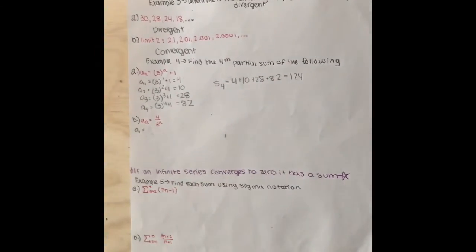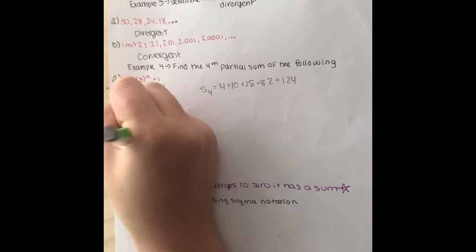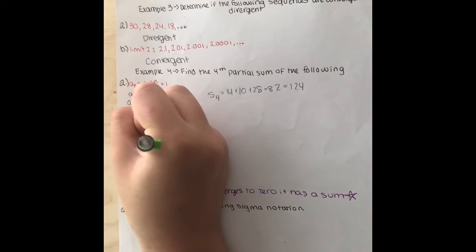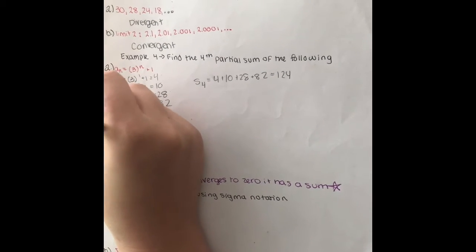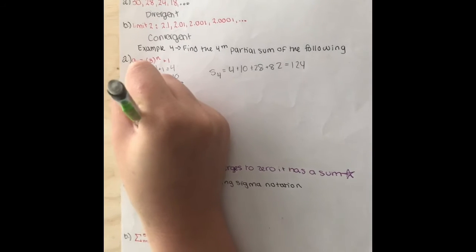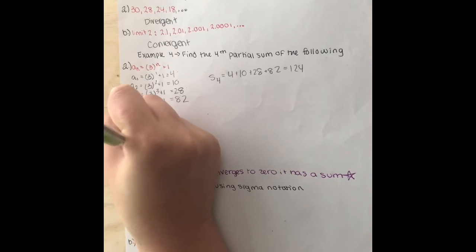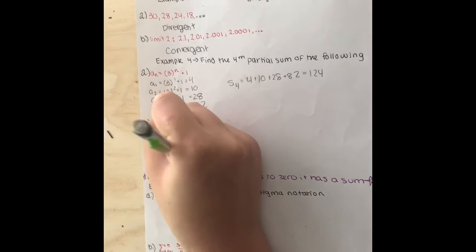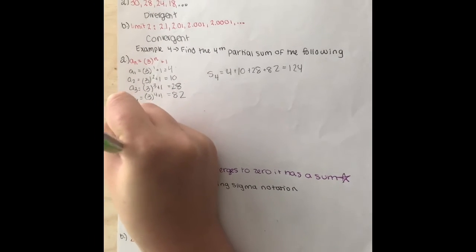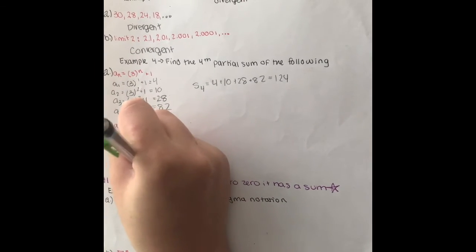Okay, so the next equation is a lot like the last one, except it's in fraction form. So we're going to do the same thing. a1 is 4 over 3 to the 1, which is just 4/3. a2 is 4 over 3 to the 2nd, so that's 4/9. a3 is 4 over 3 to the 3rd, which is 4 over 27. And a4 is 4 over 3 to the 4th, which is 4 over 81.